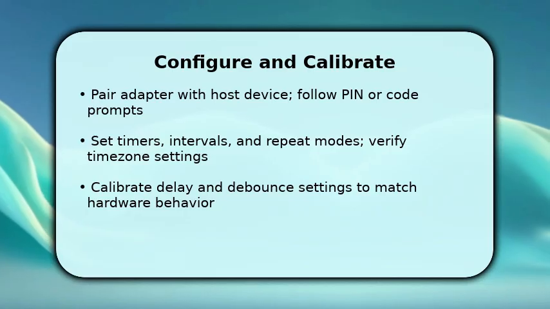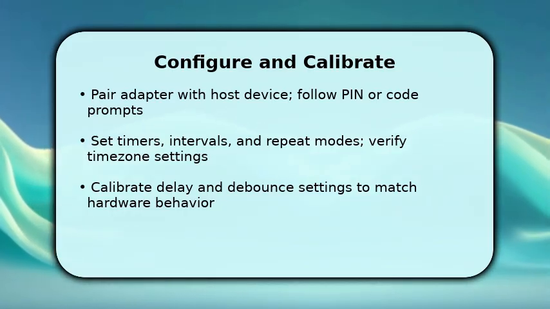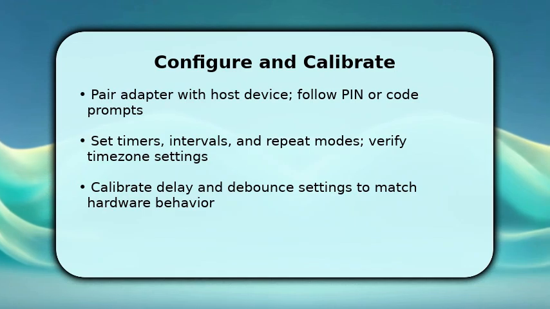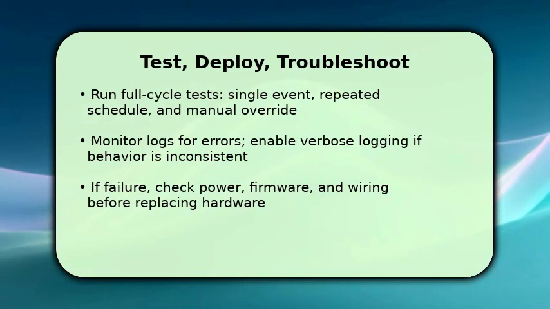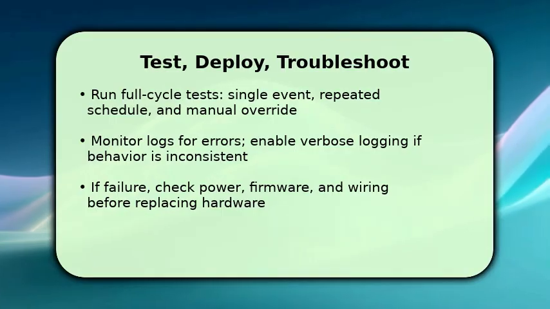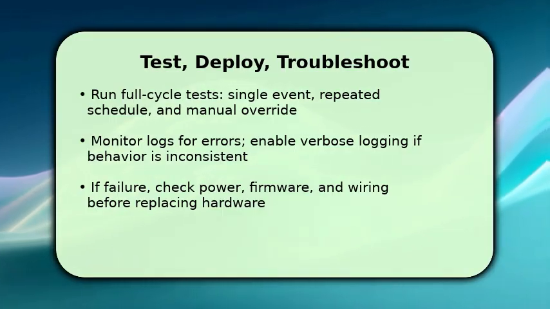Make incremental changes and test each configuration. This staged approach isolates problems and confirms. You finish by running full-cycle tests. Trigger a single event, a repeated schedule, and a manual override so you confirm all modes.